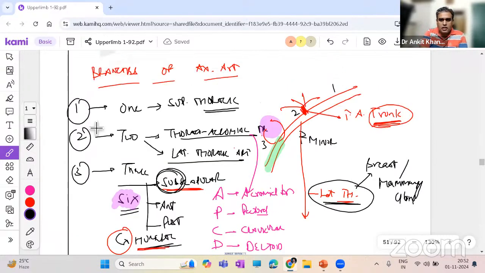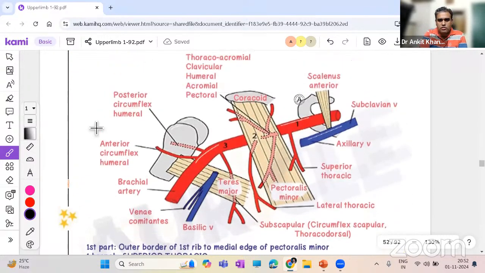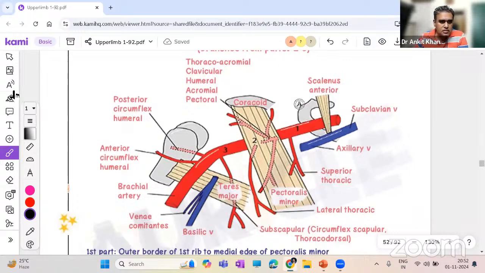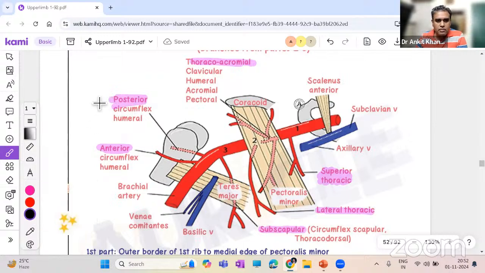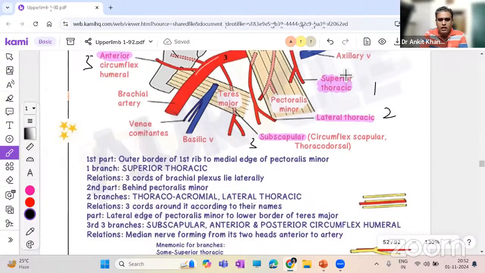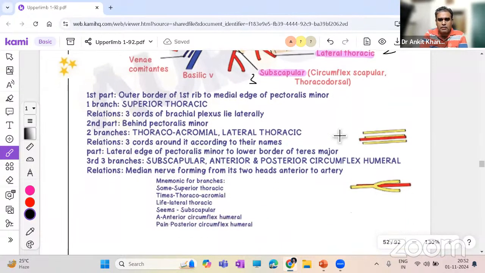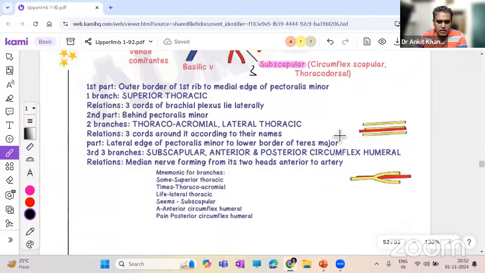Okay. Now, this information we can see in the form of notes over here. Let me highlight the branches. You can see the superior thoracic branch. You can see the thoracoacromial trunk over here, and lateral thoracic, second part. The third part will have subscapular, anterior circumflex humeral and posterior circumflex humeral. Let me write down the name of the part. So third part, second, first, and second. I hope the point is clear. Which branch is coming from which part? Right? Okay. Now, the same thing is being shown with the help of mnemonics and other notes over here. Mnemonic for branches.